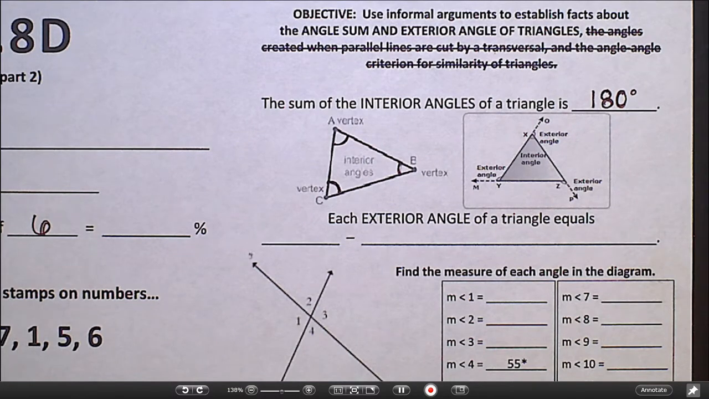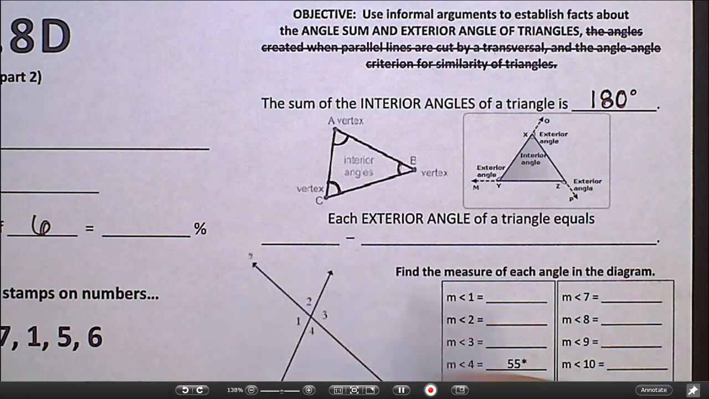And there's lots of ways that we could get that. We could have a 90-degree angle and two 45s. We could have a 90-degree angle and then a 60 and a 30. We could have a 55-degree angle and a 40-degree angle and, let's see, that's 95, and then a 75-degree angle. We could have any combination there.